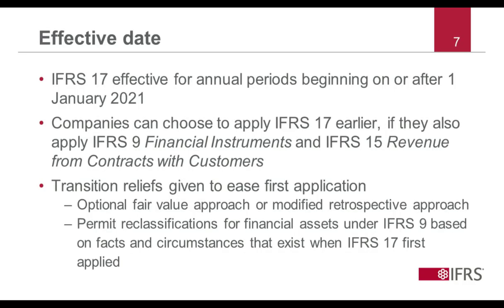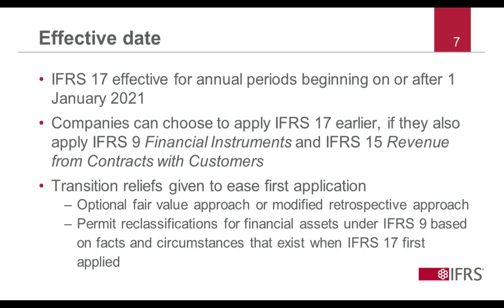The effective date of IFRS 17 is January 2021. Companies can choose to apply the standard before that date, but only if they have also chosen to apply IFRS 9 or already been obliged to apply IFRS 9 on financial instruments and IFRS 15 on the revenue standard.